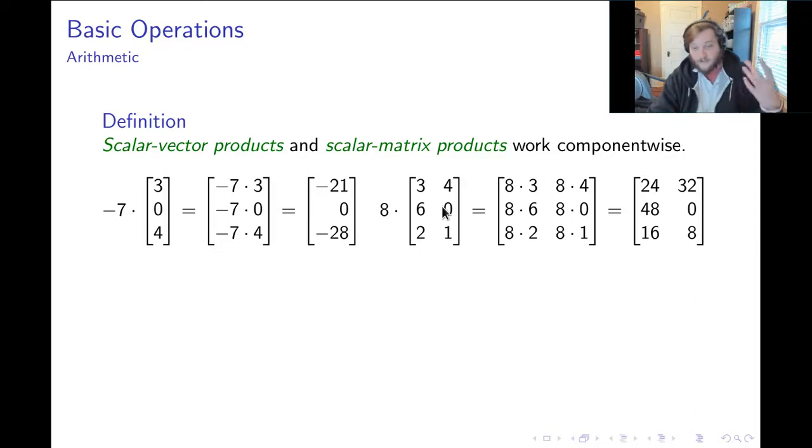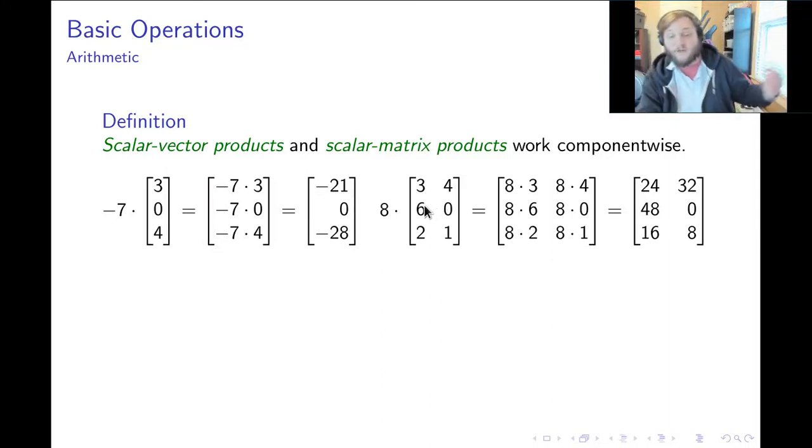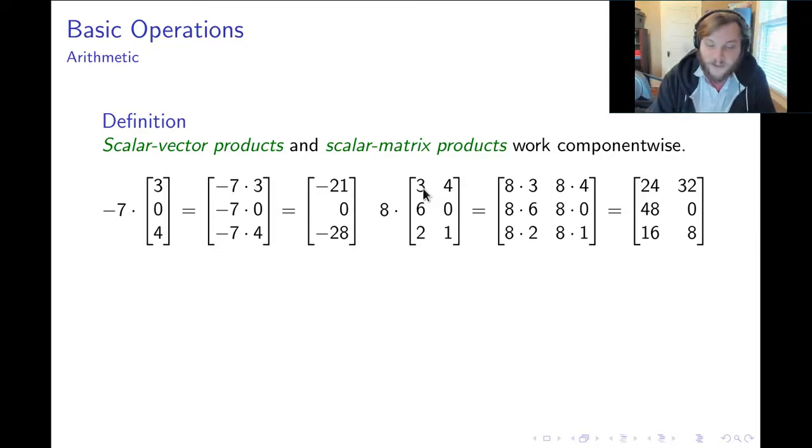And the rule for matrices is exactly the same, except we have more entries to keep track of. So here I'm going to take the 3 by 2 matrix, whose columns are 3, 6, 2, 4, 0, 1, and I'm going to scale this matrix by 8. And all this means is that I'm going to take every entry in the matrix and multiply by the number 8. When we do all the arithmetic here, we end up with a new 3 by 2 matrix. And the entries now are 24, 48, 16, and 32, 0, 8 in the columns.